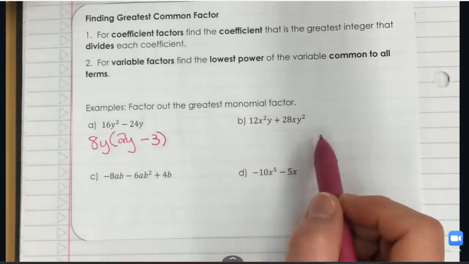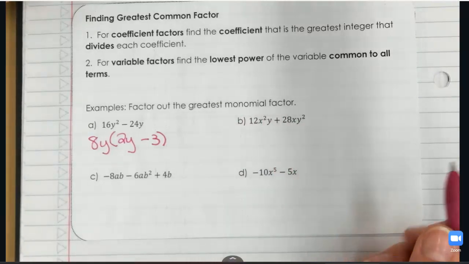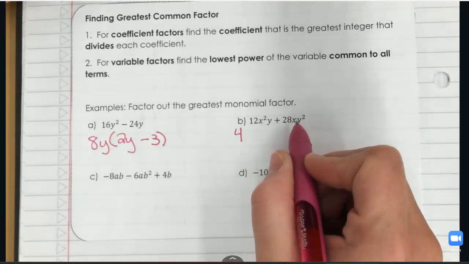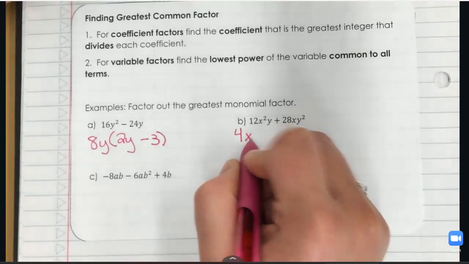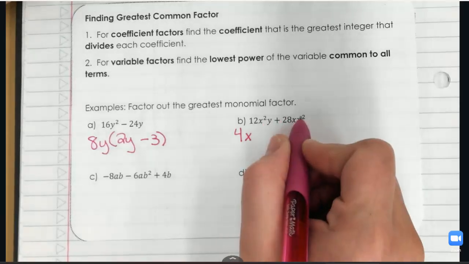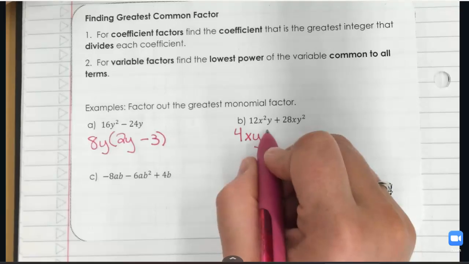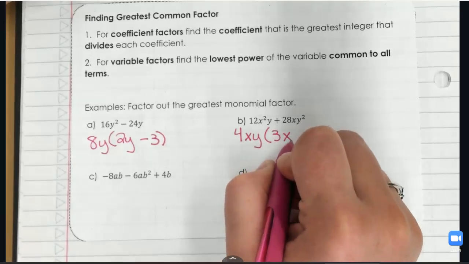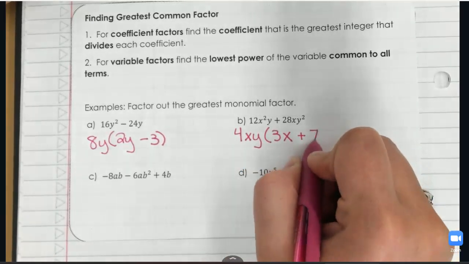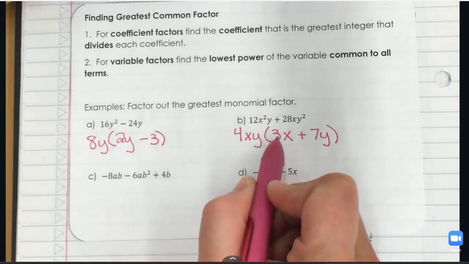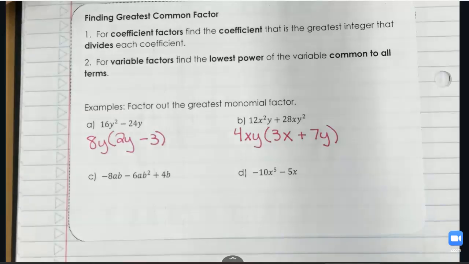Okay, looking at B, between 12 and 28, I have a GCF of 4. Between x squared and x, I can take out an x to the first power. And between a y and a y squared, I can take out a y to the first power. What that will leave me with is 3x plus 7y. And again, you can check that you've done this correctly by distributing, and you should get what you started with.